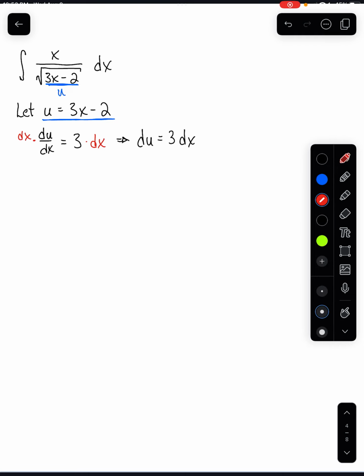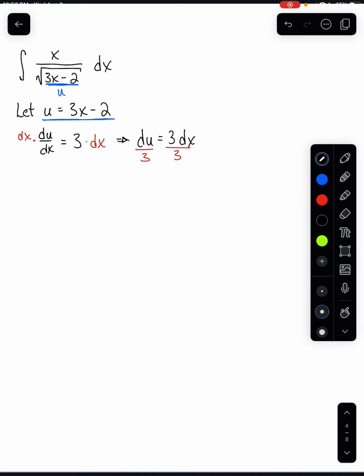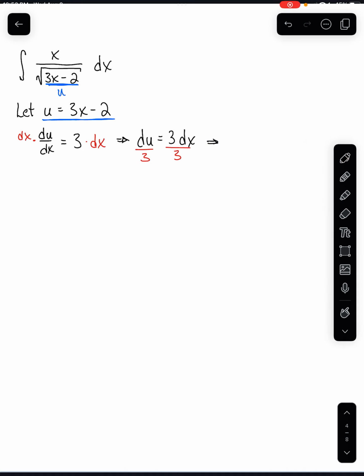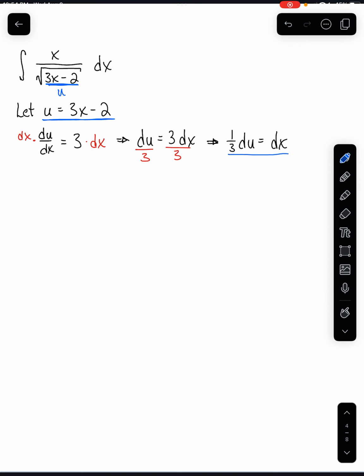So, much like we did in the previous example, if there's no 3 to come out, we can manipulate this equation so that we put in a 1/3. So now we have 1/3 du equals dx, and that means this dx can come out and get replaced by a 1/3 du.